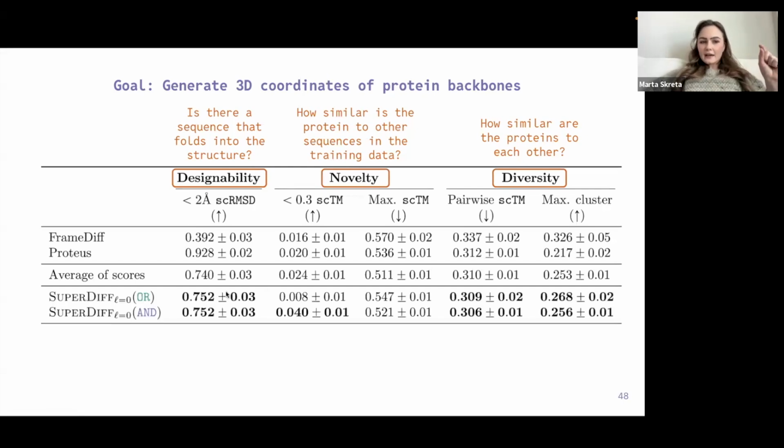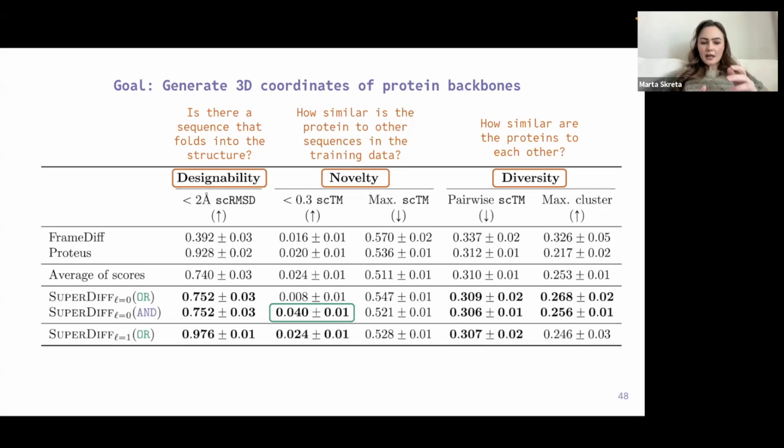So we find that for just taking SuperDiff OR, it's also living in between both Proteus and FrameDiff in terms of designability. It's better than average. But we find that when we use SuperDiff AND, so this one we're equally sampling from both models, we're actually able to find proteins that are more novel, so compared to the training set. So this is interesting, and this is sort of the overall goal of our model, is that we want to be able to discover or generate samples that are rare. And so we find that by sampling from the intersection of both models, we're able to find or generate proteins that are further away from the set of proteins that we know.